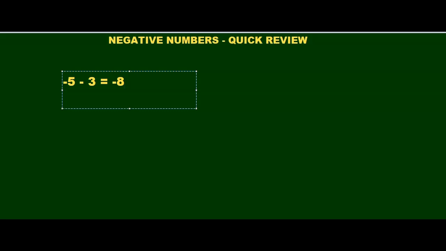Now, suppose you have $5 to start with, and you subtract 3. That's pretty straightforward. You get 2 left, right? You have $5, you spend $3, you have 2 left. What if you start with $5 and you spend 8? That implies you borrowed some money. You're left with a negative 3.